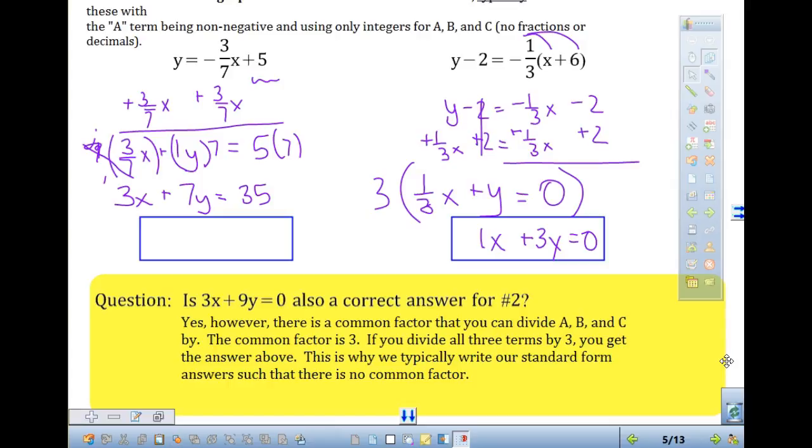Yep, see up there. Yes. However, there is a common factor that you can divide A, B, and C by. The common factor is 3. If you divide all 3 terms by 3, you get the answer above. This is why we typically write our standard form answers such that there is no common factor. So we're going to always try and get the common factor and divide it out.